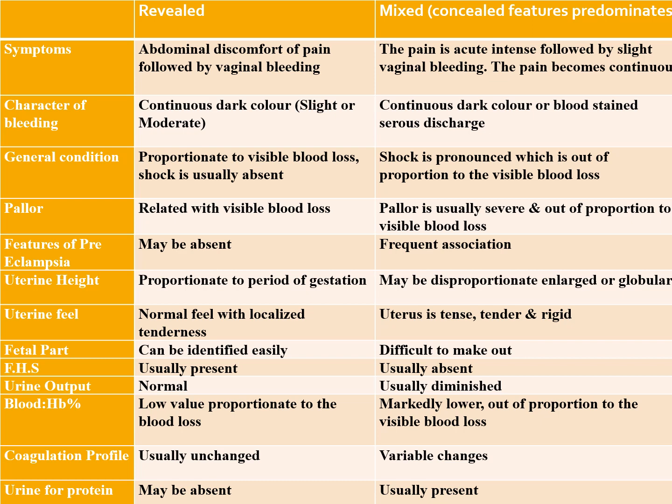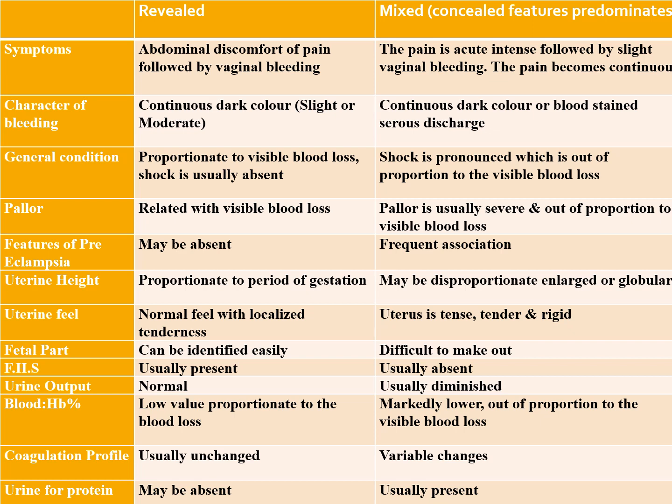So what do we understand by this one? In revealed, abdominal pain happens first, followed by vaginal bleeding, whereas in mixed and concealed, the pain is acute. That means the intensity of pain is more in mixed and concealed. Why? Because the blood is accumulating and it is not finding any escape. As a result, the uterine muscles stretch, causing intense pain.